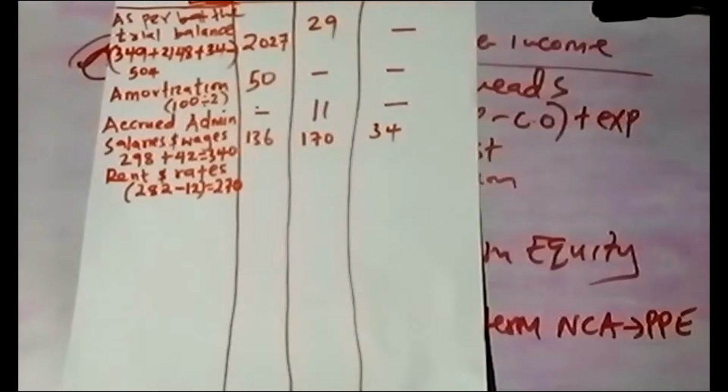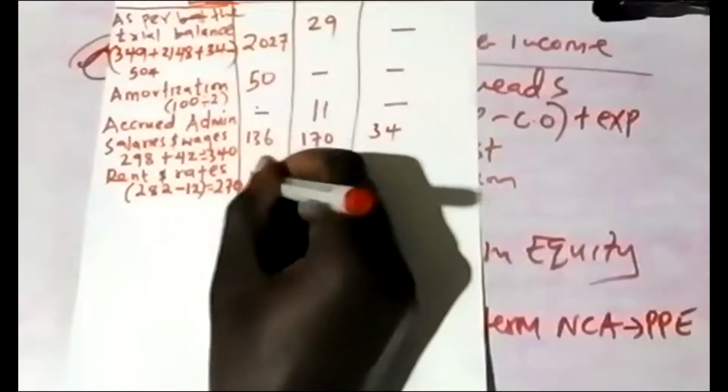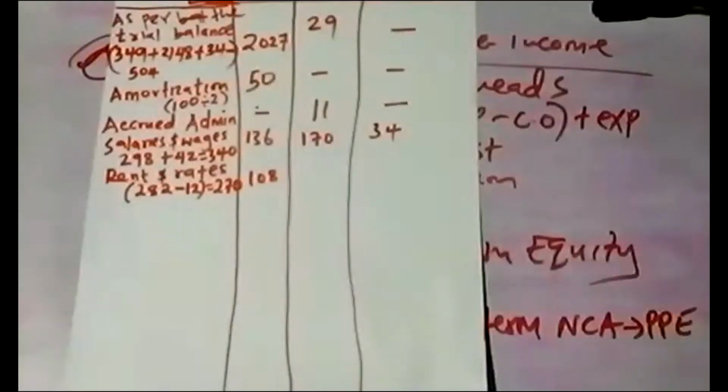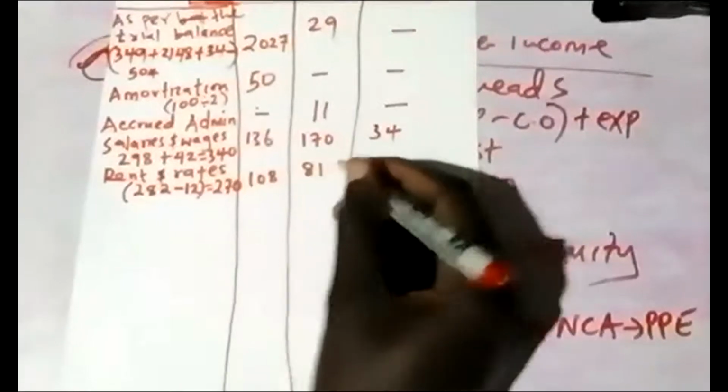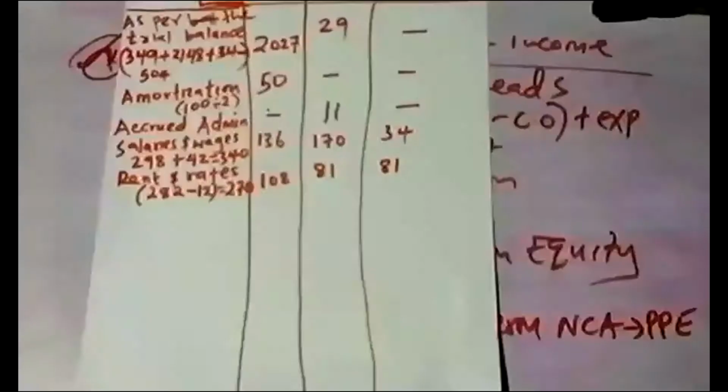So rent and rates, they said in note 9, 40% goes to the cost of sales. So 40% of 270, that is 108. Then the other one we have is 30% of that, so this is 81. Then the other one was again 30%, which is 81. So we are done with note 3.